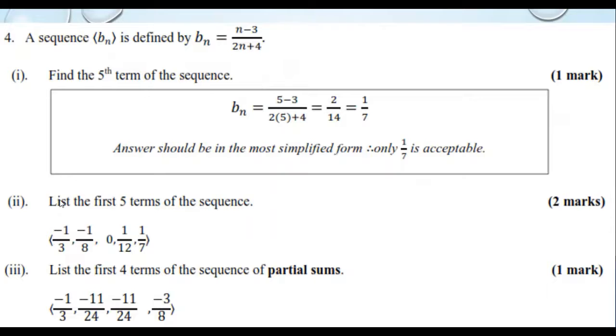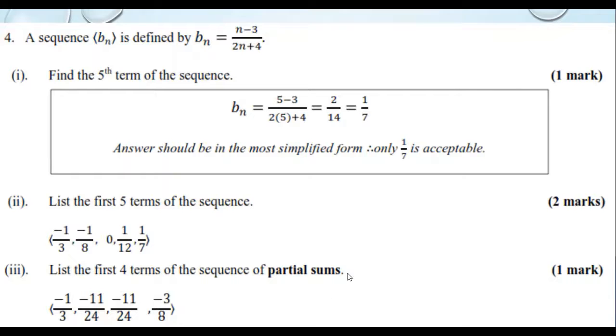It says list the first 5 terms of the sequence. It means you have to find b1, b2, b3, b4, b5. So to find b1, instead of n, put 1. To find b2, instead of n, put 2. To find b3, instead of n, put 3, and so on. Once you put the values 1, 2, and 3, you will get these answers, these sequences. First one, second, third, fourth, fifth. You just put it in less than and greater than signs, and there's a sequence. Term 1, term 2, term 3, term 4, term 5.